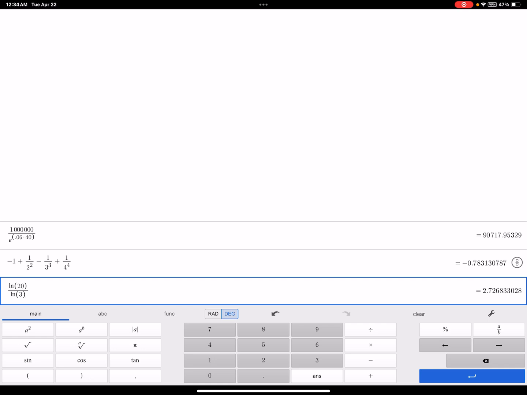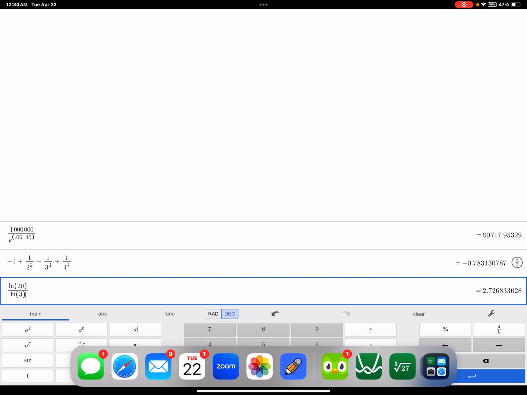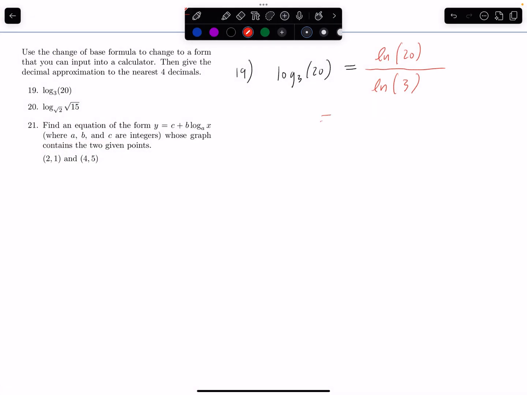Okay, and then here I have the approximation, 2.7268. And that was an approximation because we rounded, so we'll use the squiggly equal sign. There's number 19. Let's do number 20, same spot.